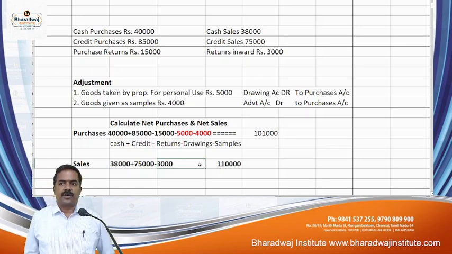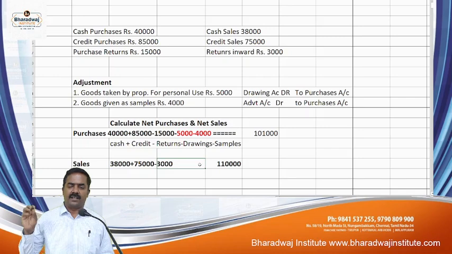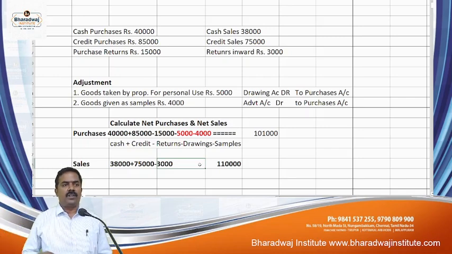From final accounts of sole trader, how many marks questions are expected? 5 marks. There are 5 questions expected from final accounts. One will definitely be based on treatment of abnormal loss. One will be based on which one? Purchases and sales adjustment. They can test it.